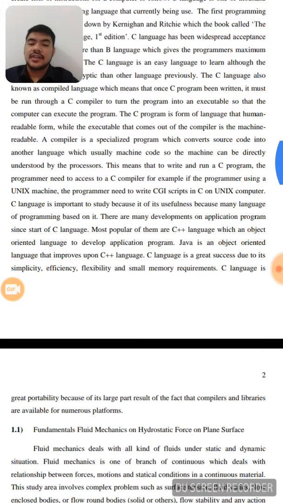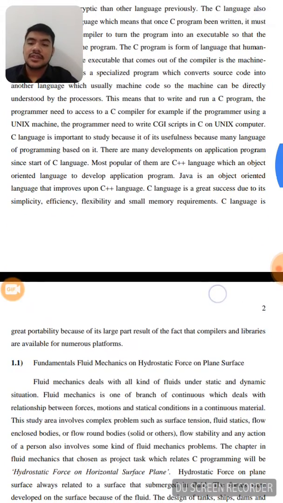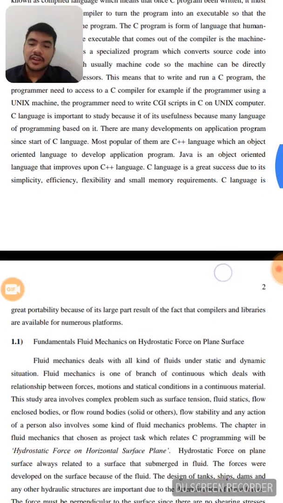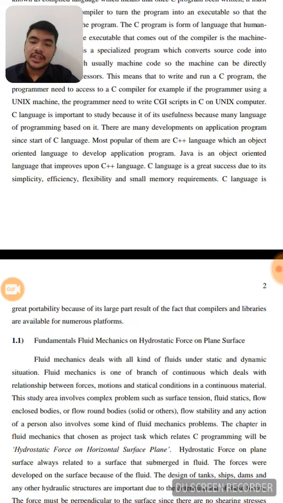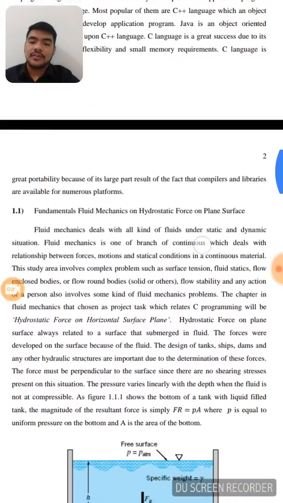C language is a great success due to its simplicity, efficiency, flexibility, and small memory requirement. It also has great portability, largely as a result of the fact that compilers and libraries are available on numerous platforms.